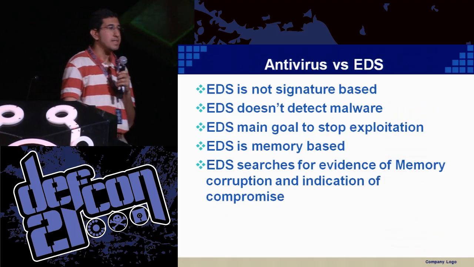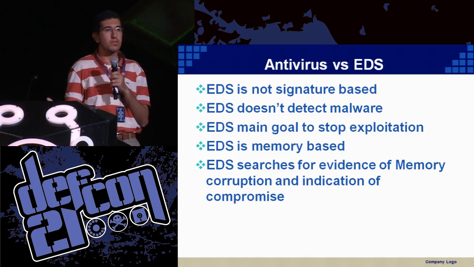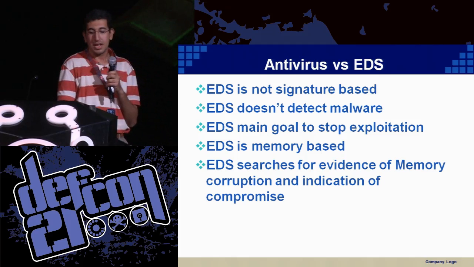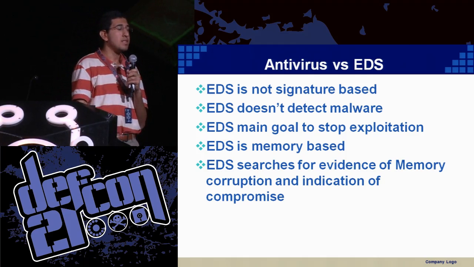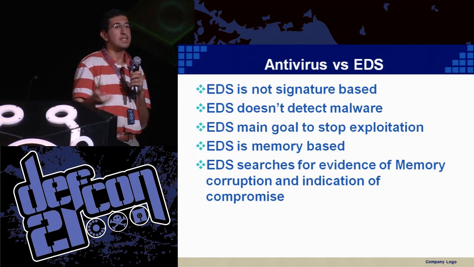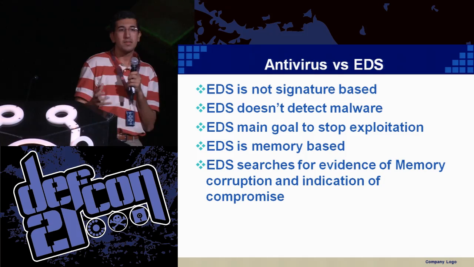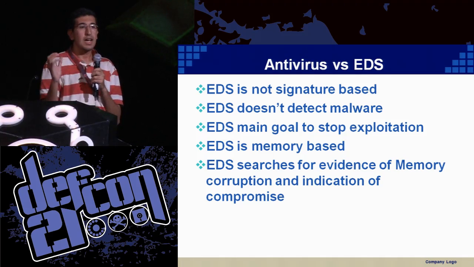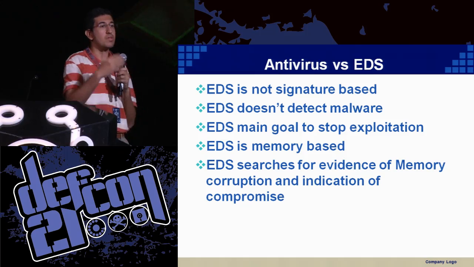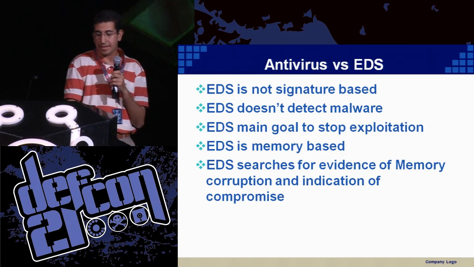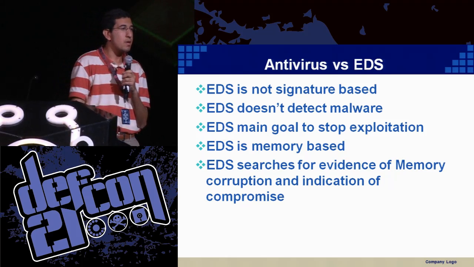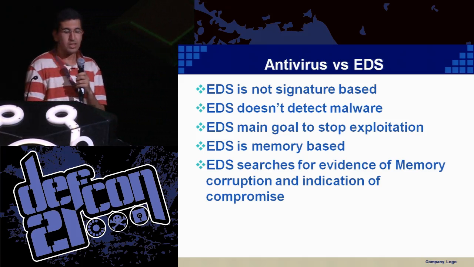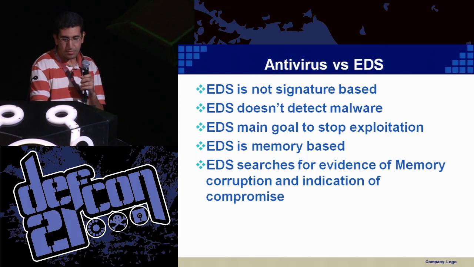Okay, some people will ask, EDS, good point, but what's the difference between the exploitation detection system and the antivirus? Simply, EDS is not signature-based, and it is not mainly behavior-based. It simply searches the memory for any corruption in it. If there is an unknown corruption or unknown overwrite, it can detect that. It doesn't detect malware, it's not to detect a new virus or something, it just searches for exploitation.